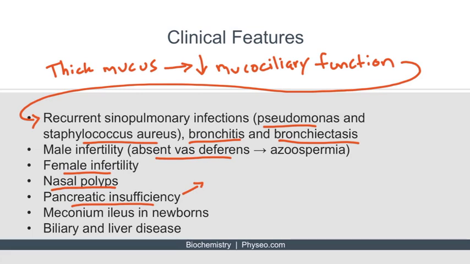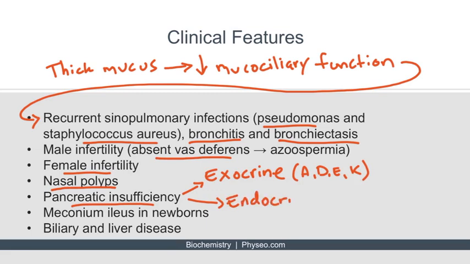Exocrine pancreatic failure leads to fat malabsorption, leading to vitamin A, D, E, and K deficiencies, and endocrine pancreatic failure can lead to diabetes. In newborns, the first stool is known as the meconium. The thick mucus in the GI tract can cause a very hard or thick stool, which can cause an obstruction. This is called a meconium ileus.